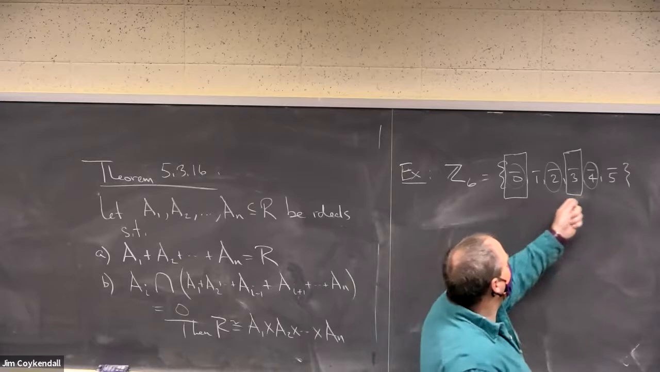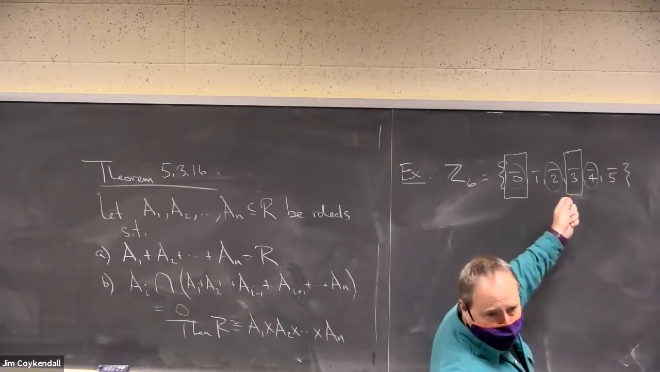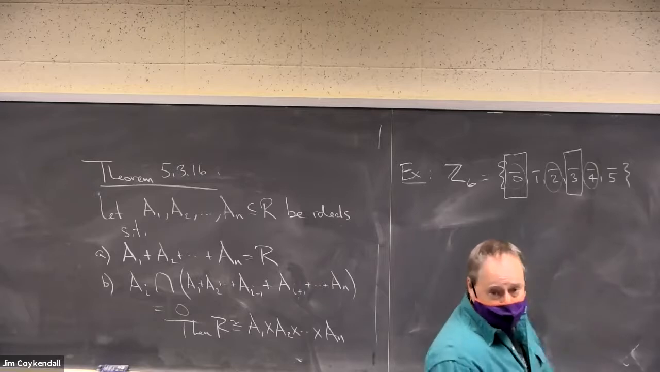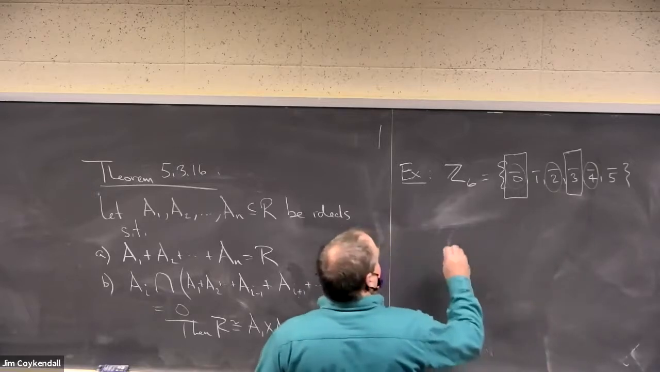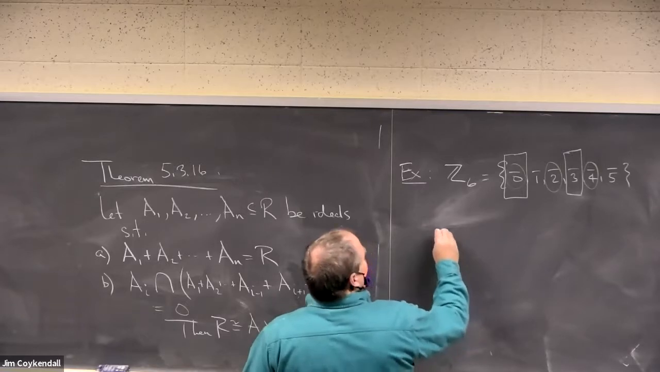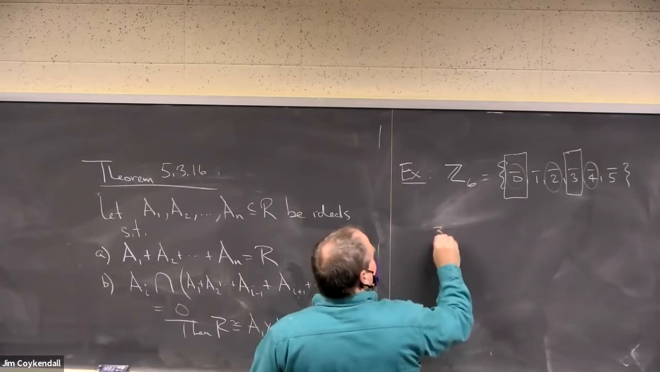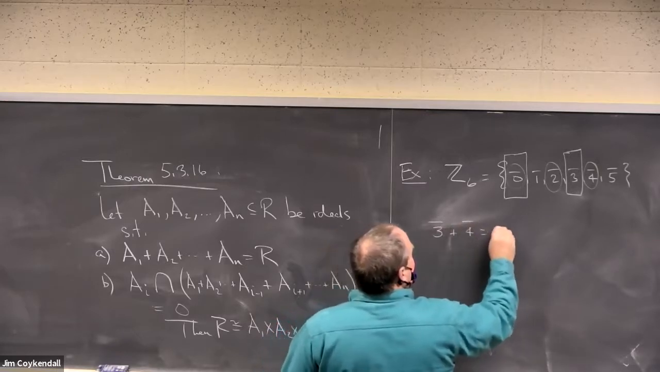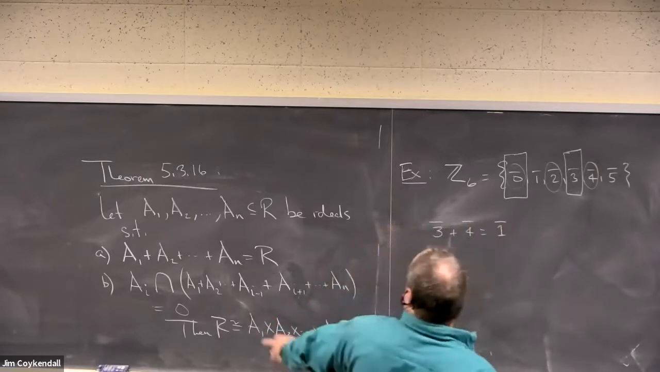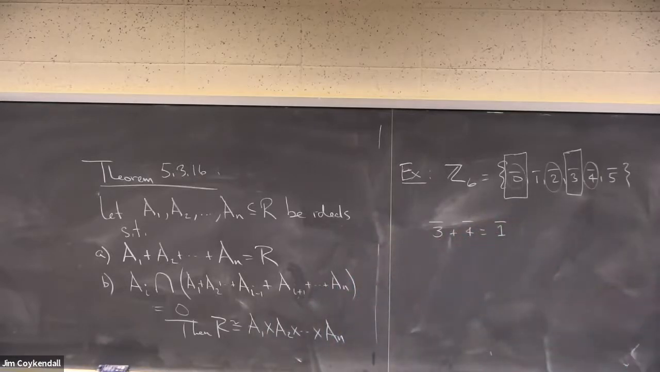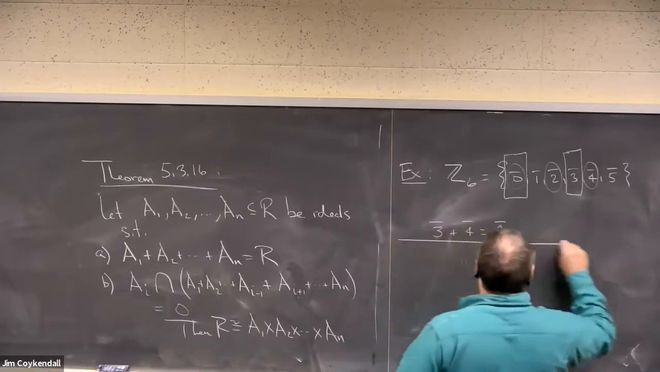Notice that both of these are ideals. The ones in the box and the ones in the circle are both ideals. Neither one of them contains the identity, but when you put them together, they do contain the identity. So when you put these two ideals together, boxes and circles, you have to have 3-bar plus 4-bar, which is 1 bar. And any ideal that contains 1 bar is the whole thing. So you're good to go there.